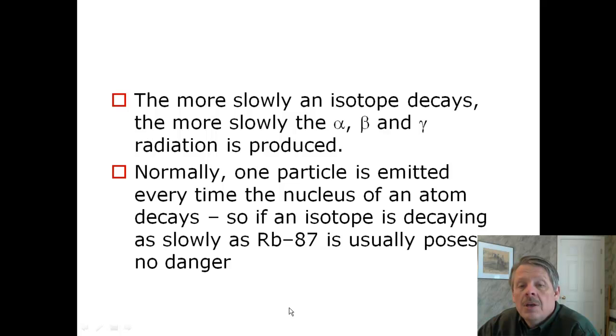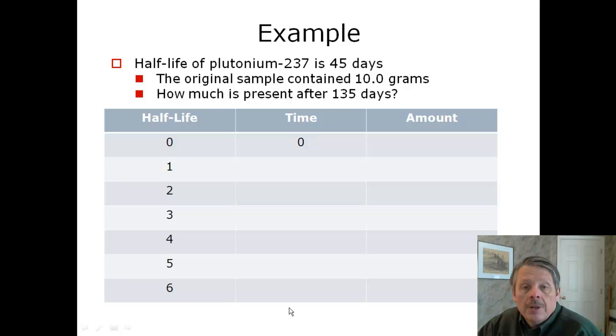Normally, one particle is emitted every time the nucleus of an atom decays. Sometimes it's more, but a lot of times it's one. So when an isotope is decaying as slowly as rubidium-87, it usually poses no danger to us. But if we have something that's decaying at the rate of every second or every 2 seconds or even every 10 or 20 minutes or every hour, that's still producing a lot of radiation very quickly. All right, so how in the world do we figure out all of this information?